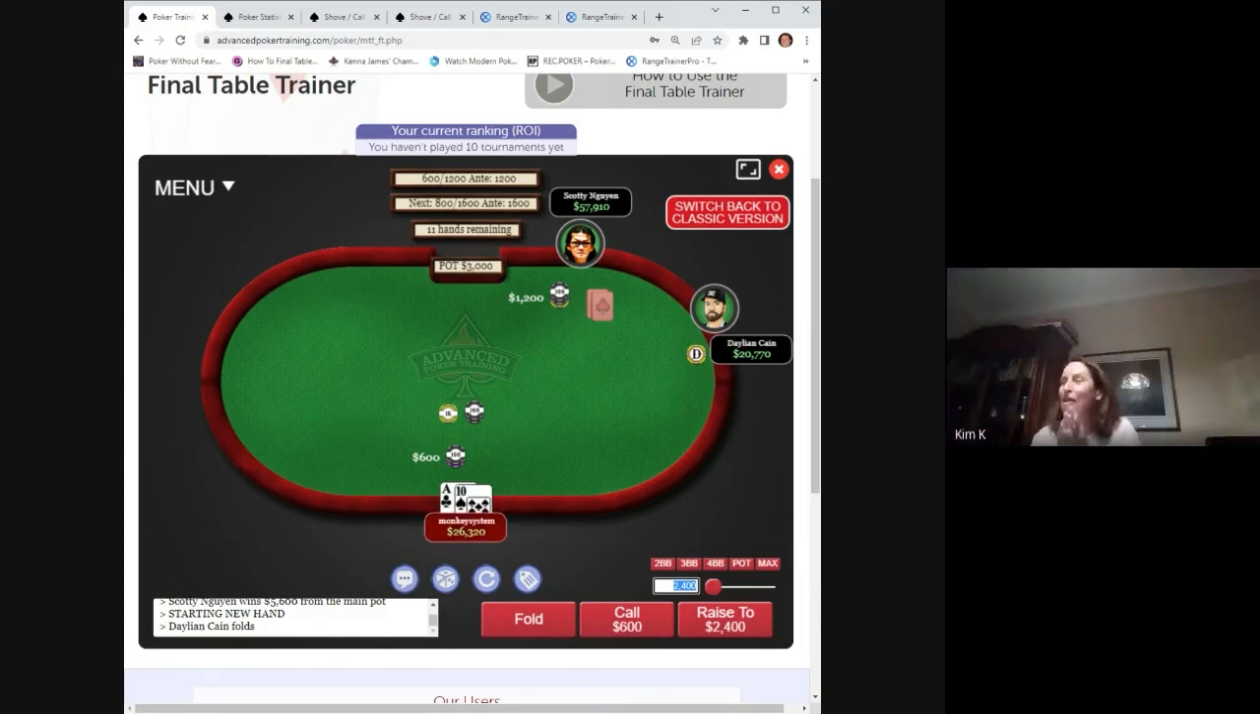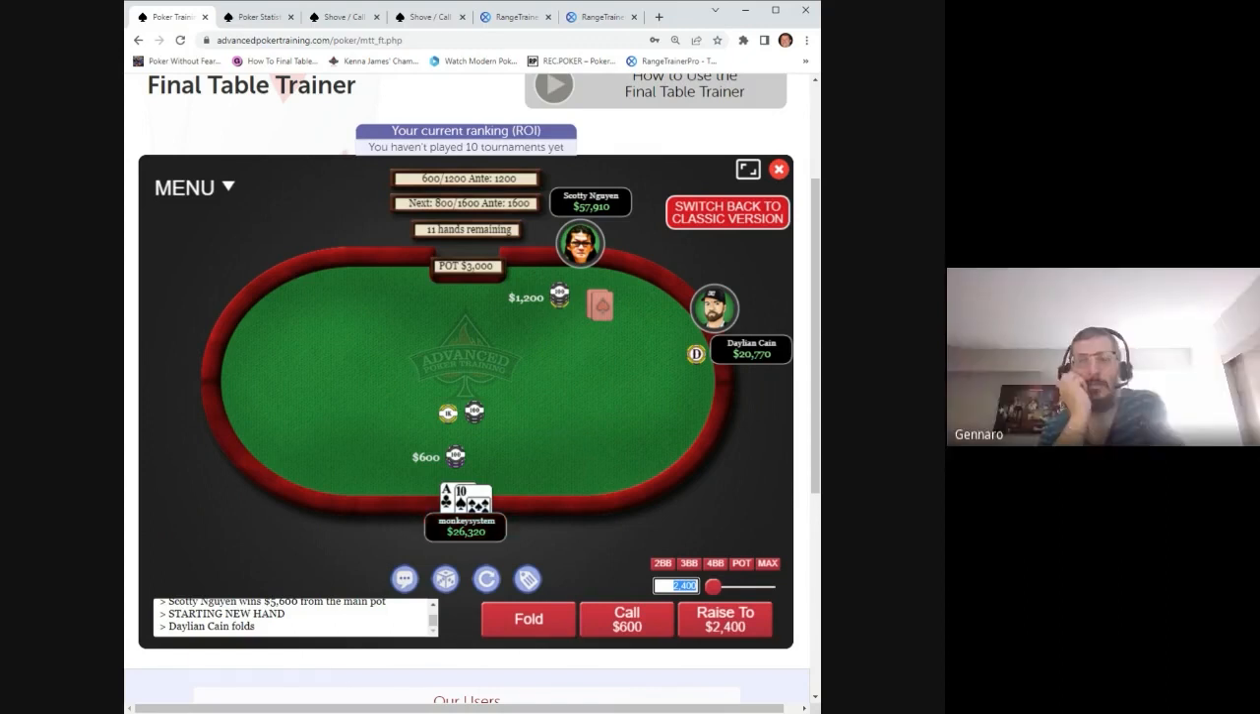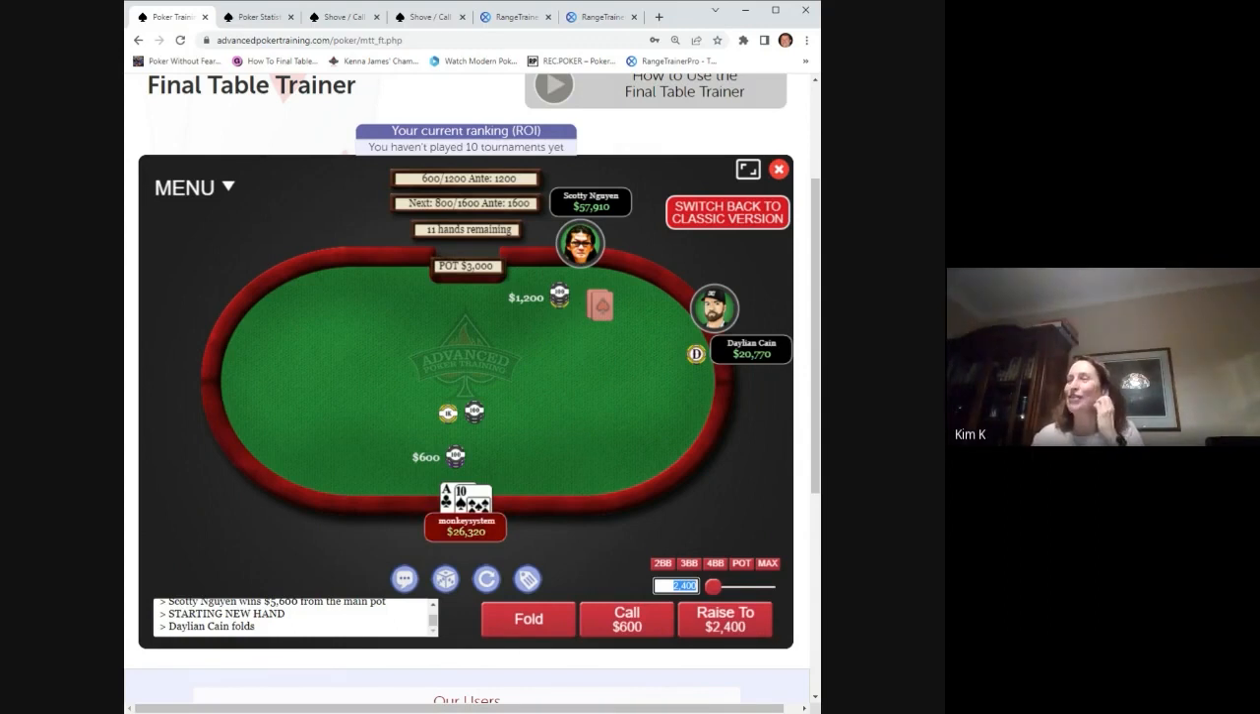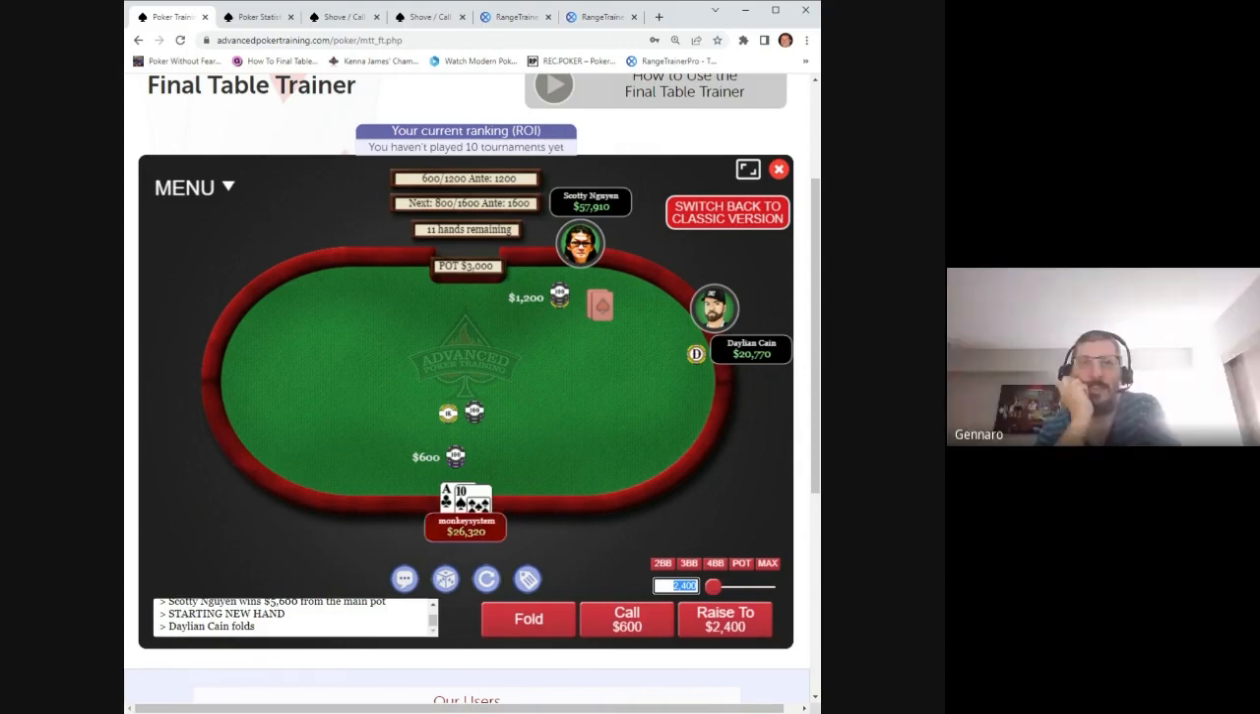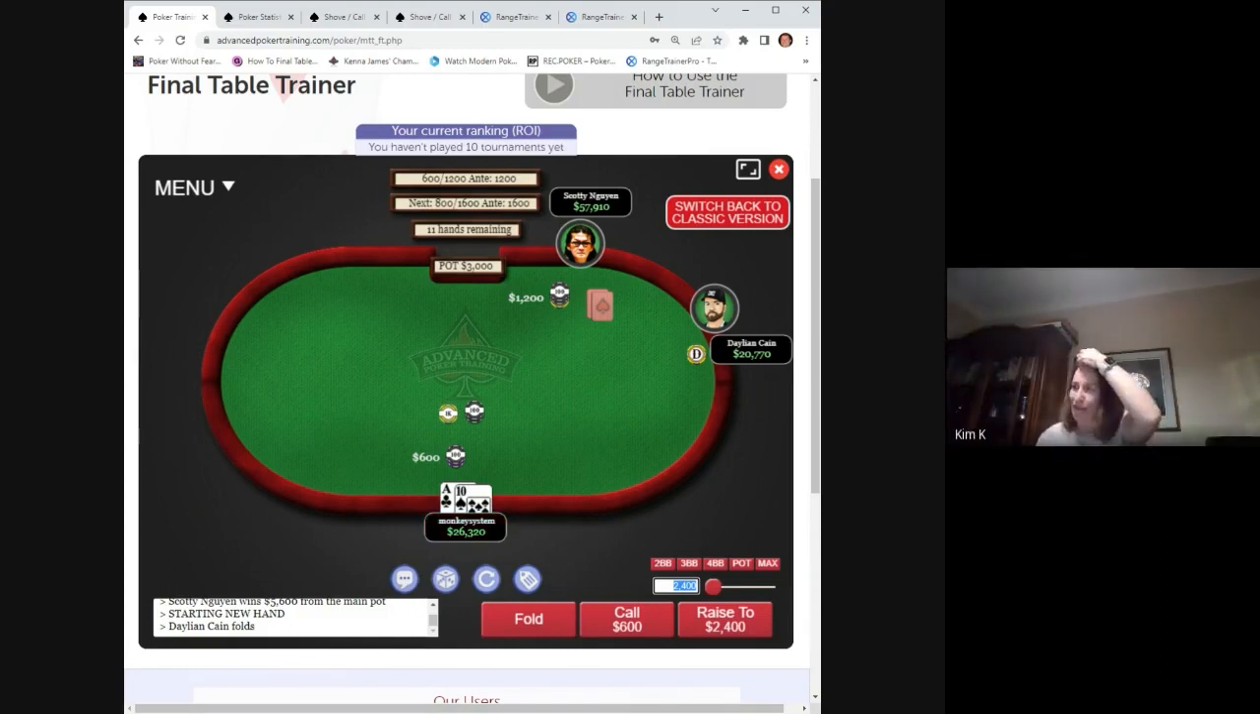If you think about it this way: when we jam, we're getting called by those hands we're going to lose to anyway. When we limp and he raises and we jam, some of those might fold. The only problem is when we limp and he checks. Now we have to play the pot out of position. But we can just make a small bet and either take it down or not. Right?